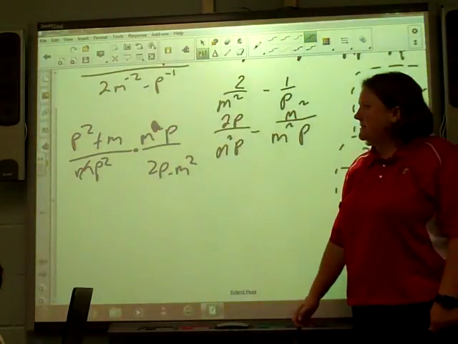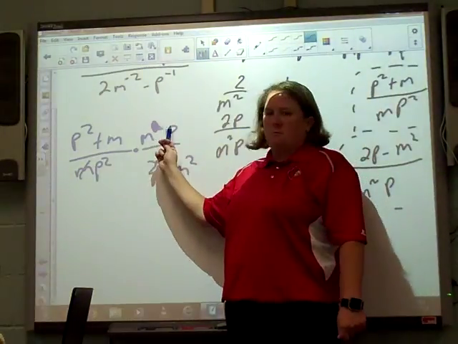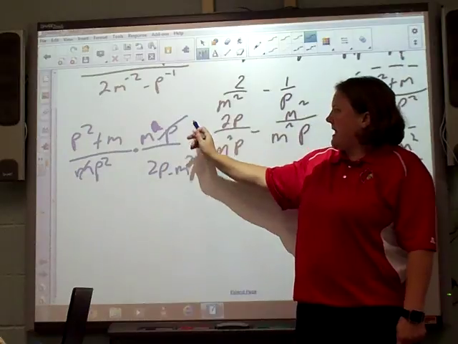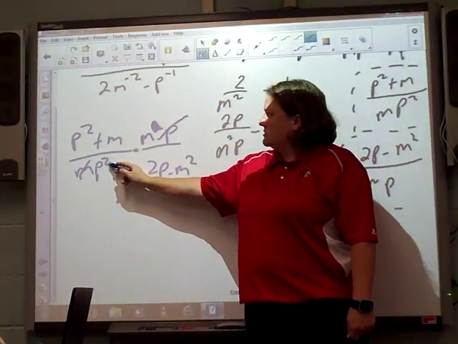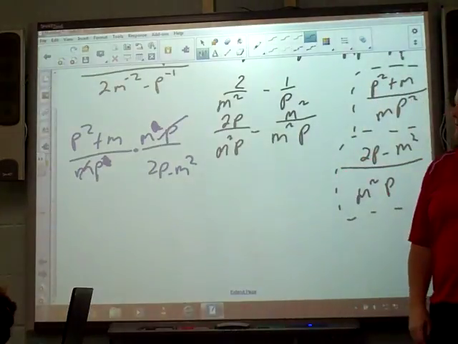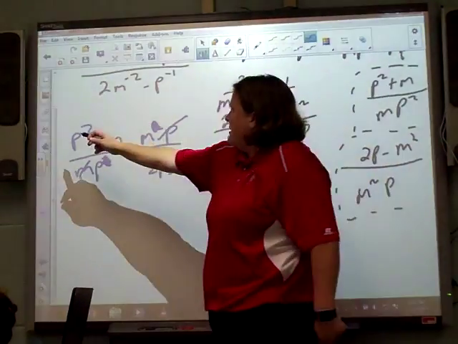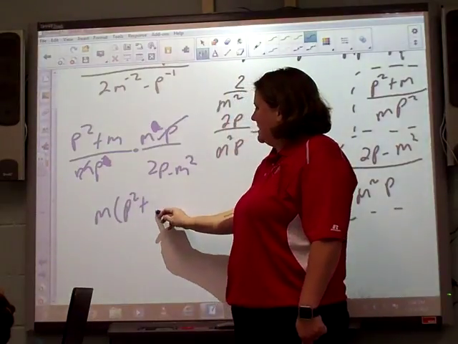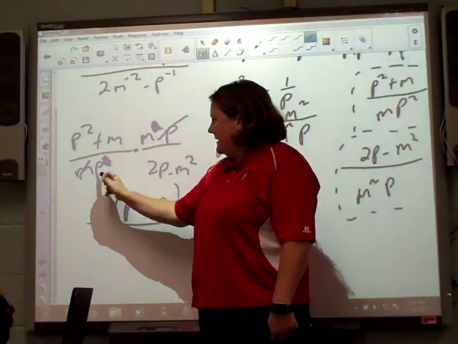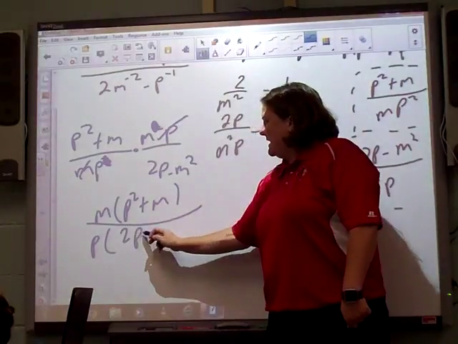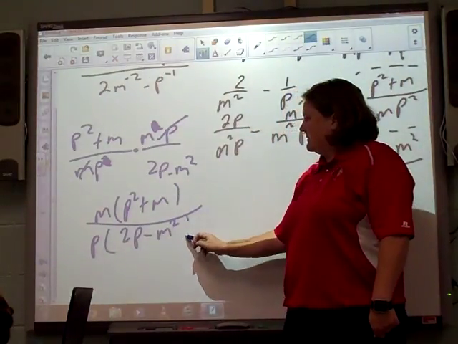Alright, on my p's, I've got a p over a p squared. This time the smaller one's on top, so that p would cancel, and this would go to p to the first. So on the numerator, I've got m times p squared plus m. On the denominator, I've got p times 2p minus m squared.